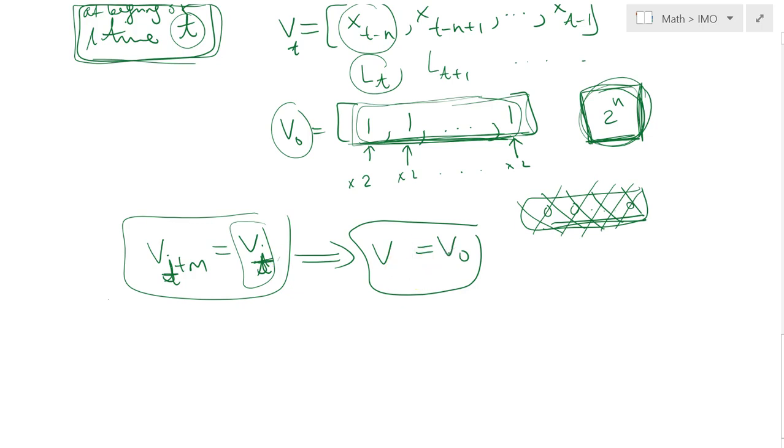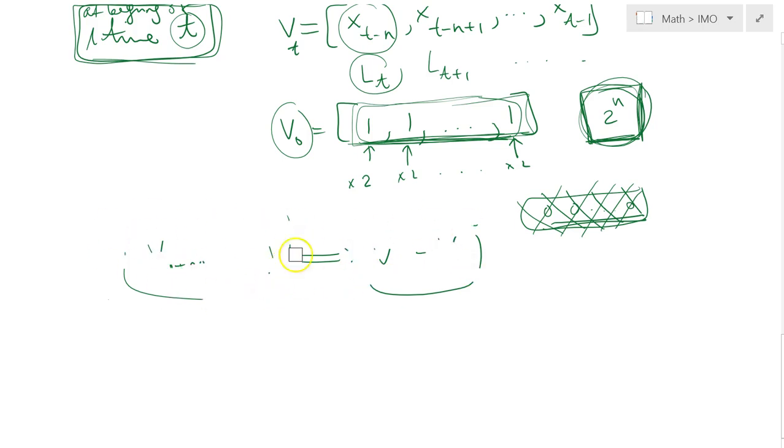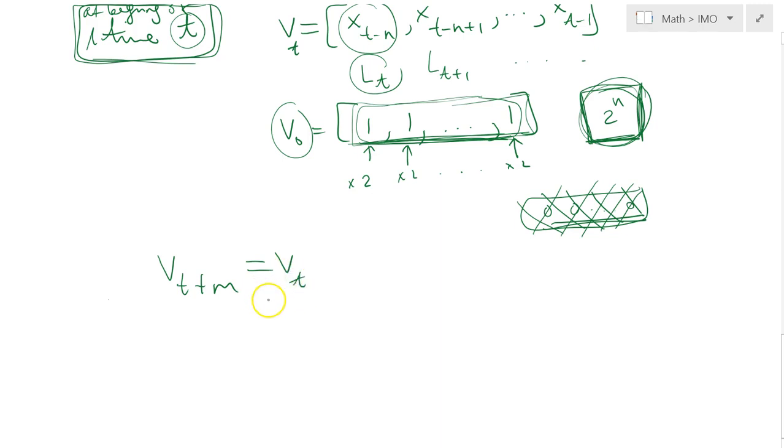Sorry for that. Let me rewrite this whole thing. Okay, so does that make sense? So let me say it again. Because the thing is reversible, we know that if something like this has happened, v sub t has happened, then we know that before even this happened, we should have had this thing happening.